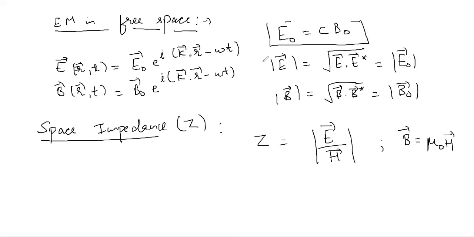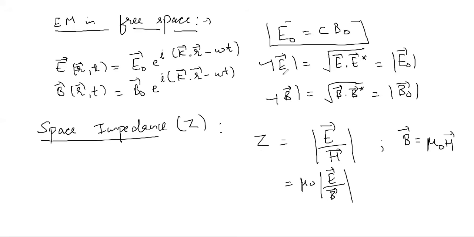So far we have only talked about E and B. Now we have H here. We'll talk about the physical significance of this space impedance also. Let's put the value of H first. H is nothing but B upon mu naught. So I can write this as mu naught into E upon B. And these are the modulus here. So this is simply the mathematical definition of the space impedance here.